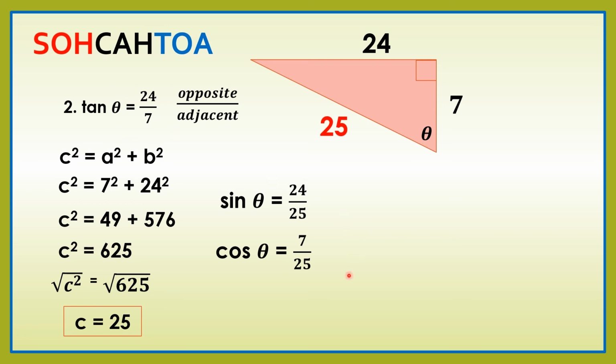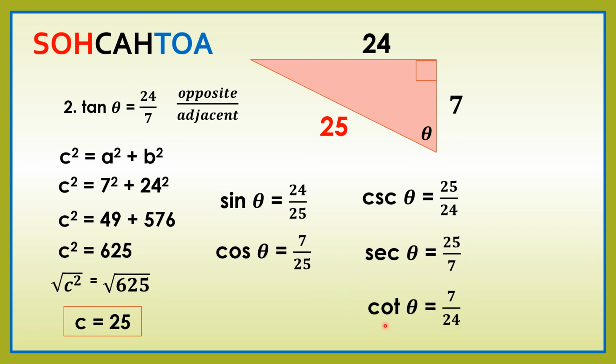So, punta na tayo sa reciprocal. So, reciprocal nitong sine theta is cosecant theta. Kung ito ay 24 over 25, so yung ating cosecant theta ay 25 over 24. Next, yung reciprocal ng cosine theta, which is secant theta, is equal to 25 over 7 kasi ang ating cosine theta ay 7 over 25. Next is the reciprocal of tangent theta, which is cotangent theta. So, tingin tayo dito. Ang ating tangent theta ay 24 over 7, therefore, ang ating cotangent theta ay 7 over 24.